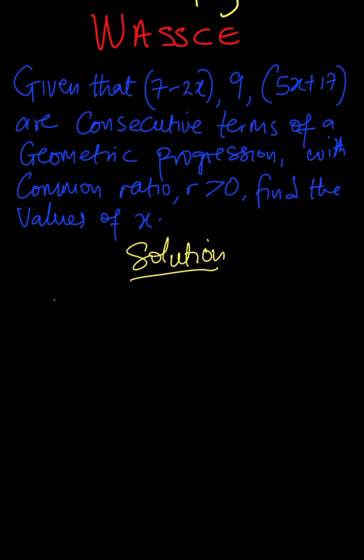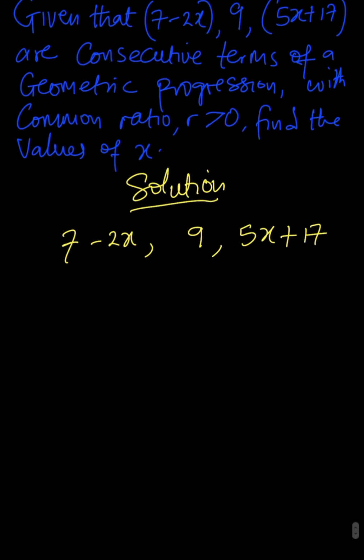Remember that the progression given to us is 7 minus 2x, 9, 5x plus 17. The first term is 7 minus 2x, while the second term is 9, and the third term is 5x plus 17. So what we have to do here is just to divide the 9, which is the second term, by the first term being 7 minus 2x. This will give us the common ratio. You can tag this equation 1.